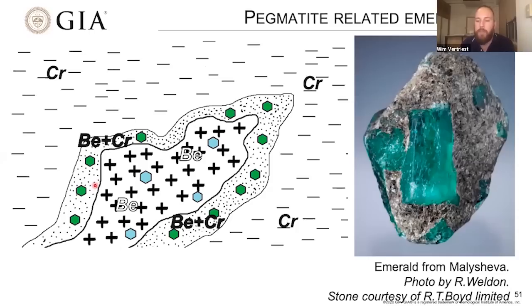This is one of those examples from the Malisheva Mariinsky mine in the Ural Mountains in Russia, where you can see this beautiful emerald crystal, but it's completely surrounded with phlogopite mica. And that is what we find in this reaction zone around the pegmatite, between the pegmatite and the host rock.